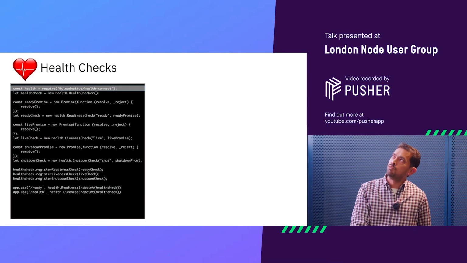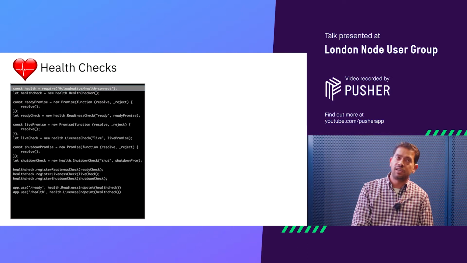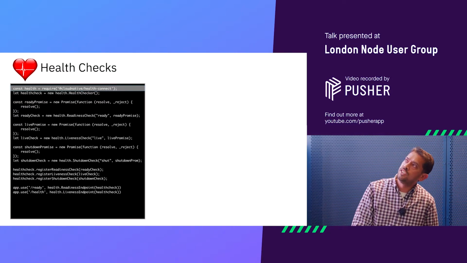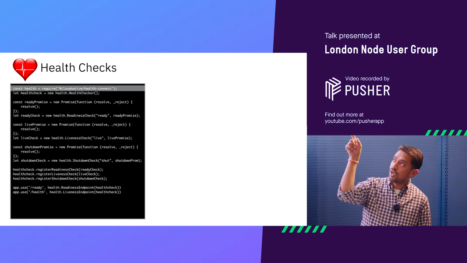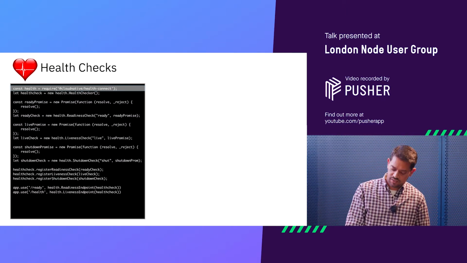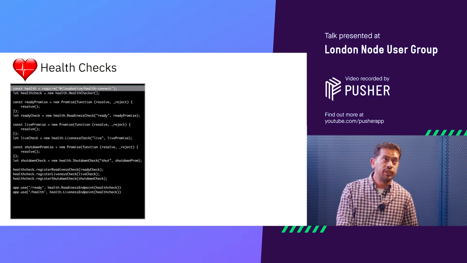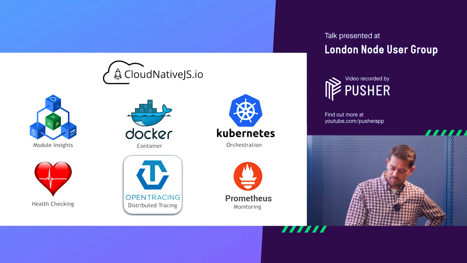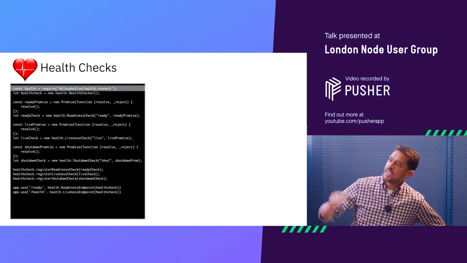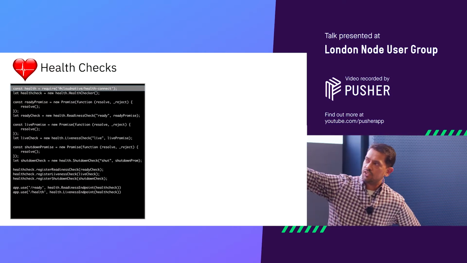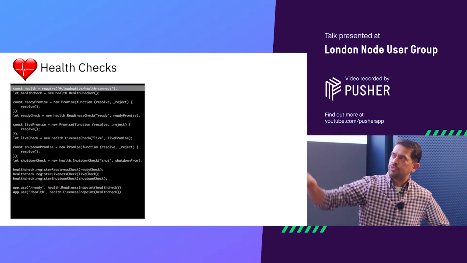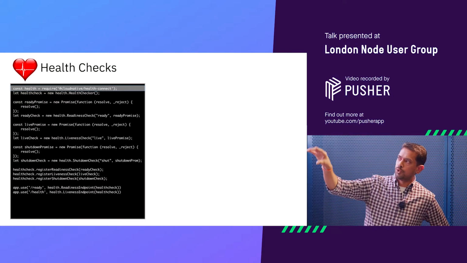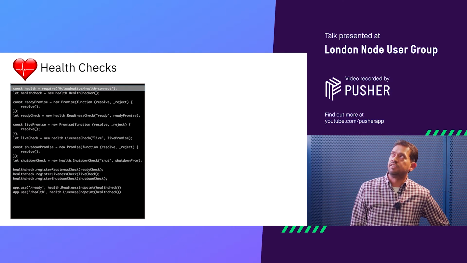To do this, we provided a node module under the Cloud Native JS initiative. And all you need to do is add that one line, which is the Health Connect module. And once you've added that module, you can basically register specific endpoints. So you've got app.use ready and app.use health, and then we've provided the health check object that we've created using that.